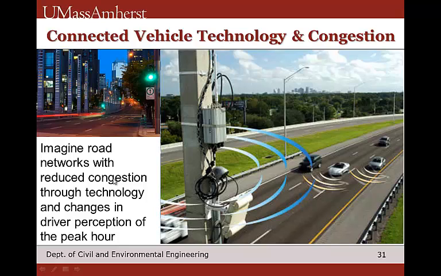So imagine that the road networks have reduced congestion through technology and changes in driver perception of what the peak hour is, right? So we say, 5 o'clock, okay, that's the peak hour, we're going to be stuck in traffic. But imagine if we could change that, by using this technology here, these are communication devices which then communicate to these connected vehicles or these traffic signals here in this photo. And imagine if we can nudge people's behavior and change the way in which they view different peak hours, or the way in which they view driving, or when they make their trips. You could actually reduce congestion and not even need to build more space.